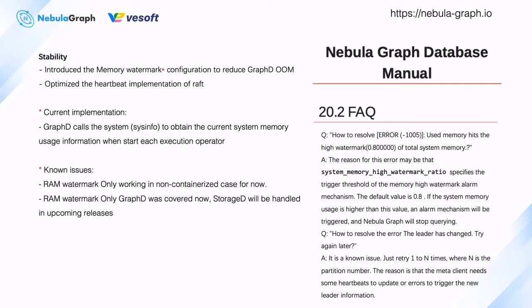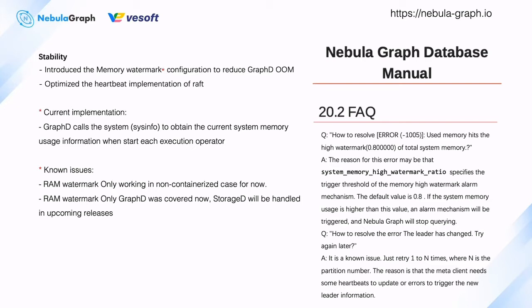The first one is that we now introduce a memory watermark mechanism. It's configurable, named system memory high watermark ratio. After you configure this value on the query engine, the GraphD, this mechanism is targeted to reduce the possibility of OOM when a large amount of RAM is consumed during a query.